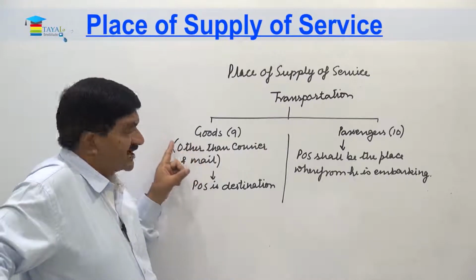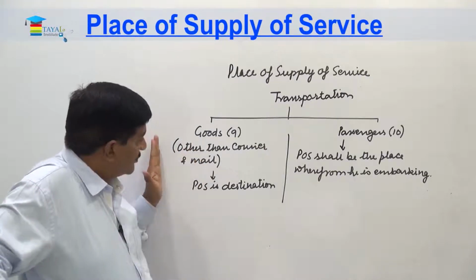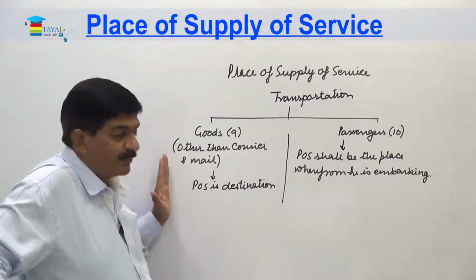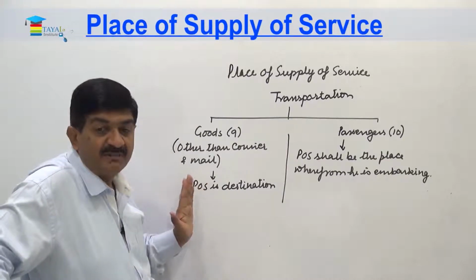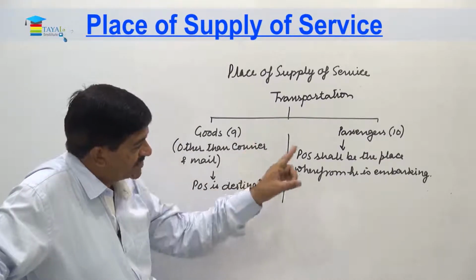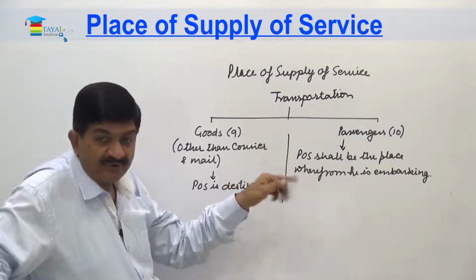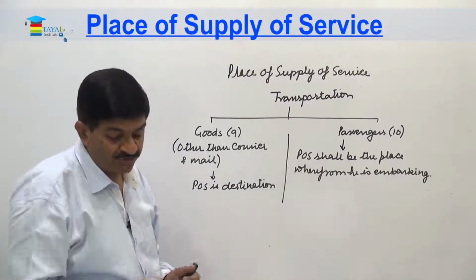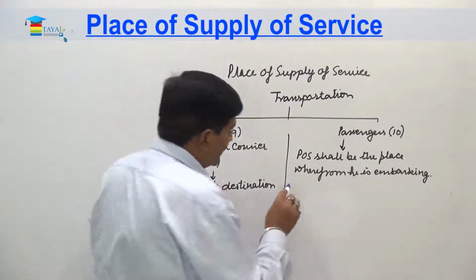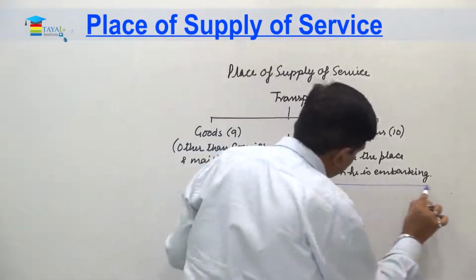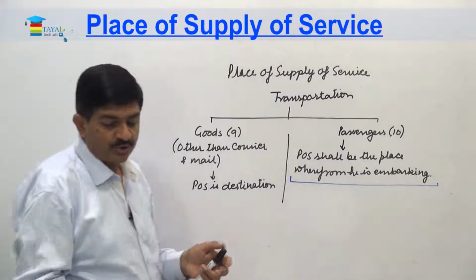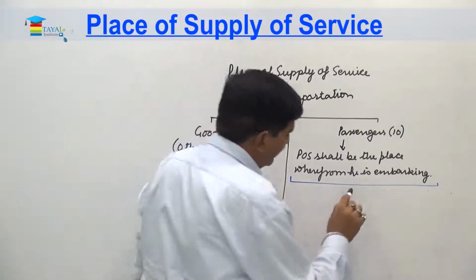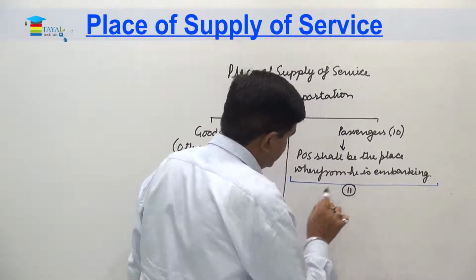This says transportation of goods but other than courier and mail, the destination shall be the place of supply. In case of passenger, wherever from he is embarking, that is the place of supply. Now here itself the passenger can be availing some services on board. So here we will have subsection 11 and this talks about services on board.